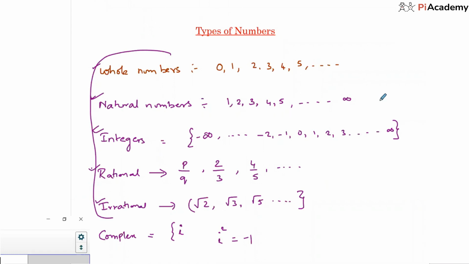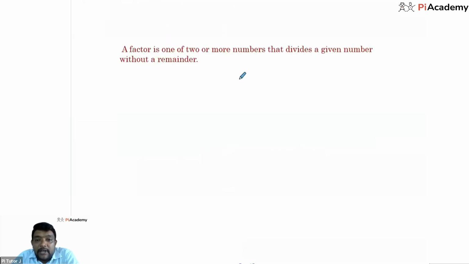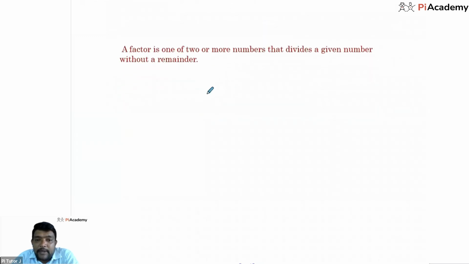Yes. Wonderful. Next, we're coming to the next slide, that is multiples, factors, and prime factors. Since you're GCSE students, you don't need me to tell you what multiples and factors are. You already know them. But let's look at prime factorization. Let me give you an example. For example, you have 420. How do you write the prime factors of this number?